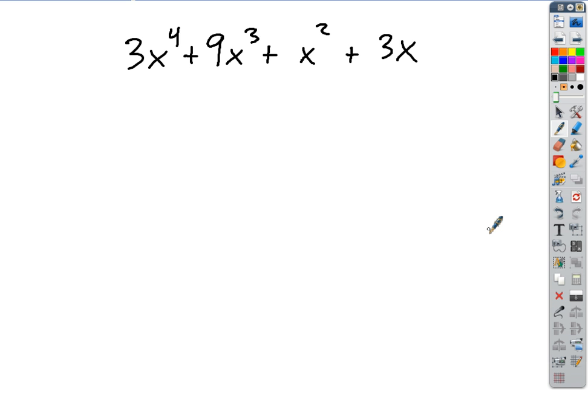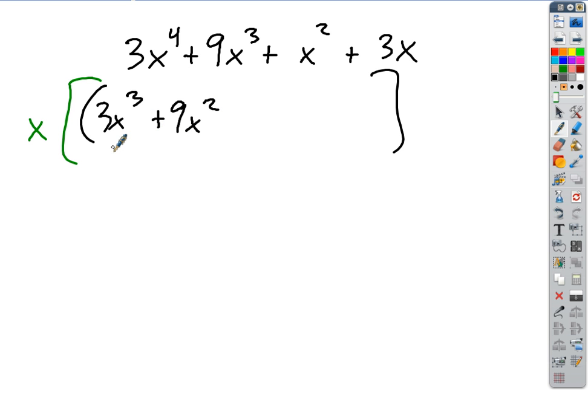Is there something, no number, right? But is there a power of x that I can take away from each one? The x, right? I can take an x out of each term. So if I factor out an x all the way out, then I'm left with what? 3x cubed, sorry, 3x cubed, you're right. Plus 9x squared, and that's going to be our first group, isn't it? Plus, okay, agreed?